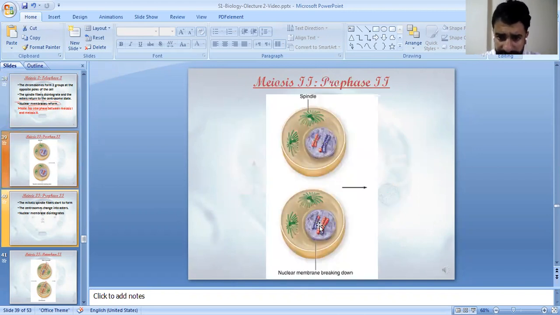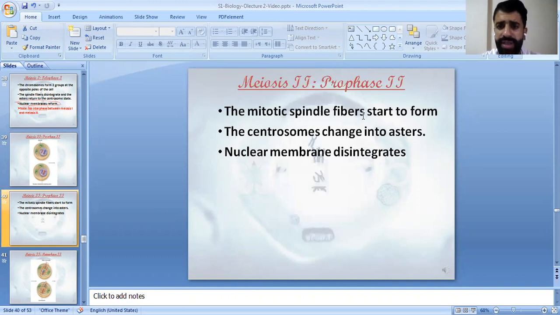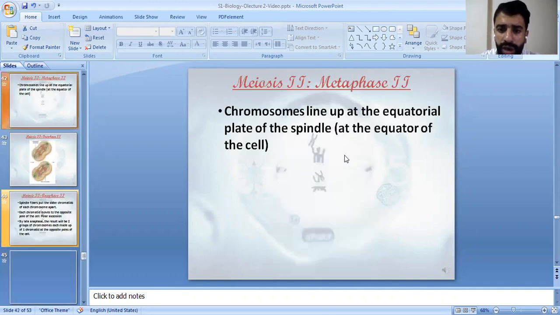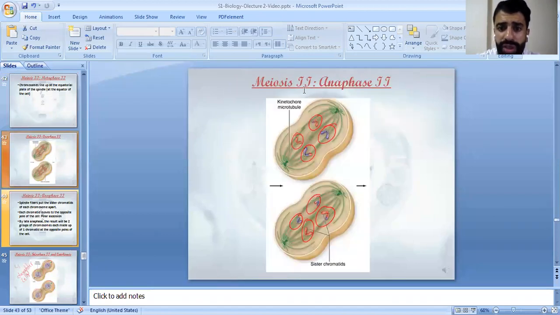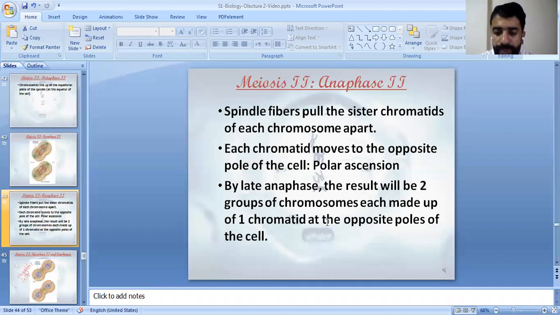Here we have 2 daughter cells, meiosis 2, prophase 2. The spindle fibers start to form. Centrosomes change into asters. The nuclear membrane disintegrates. These events are greatly similar to those in mitosis. In metaphase 2, the chromosomes line up at the equator of the cell, forming the equatorial plate. In meiosis 2, anaphase 2, the sister chromatids are pulled by the spindle fibers to the opposite poles of the cell. Each group is made up of one chromatid at the opposite pole of the cell.